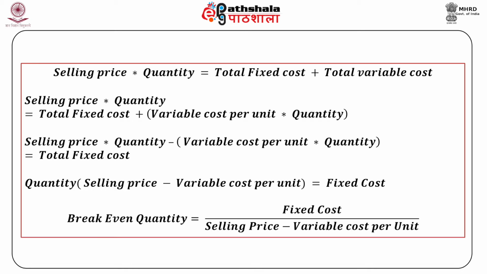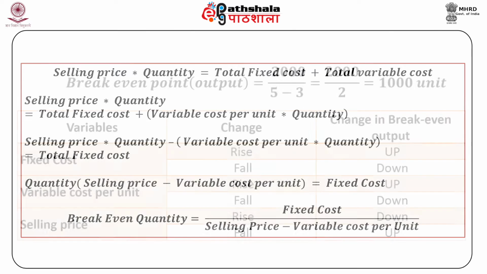Selling price into quantity minus variable cost per unit into quantity is equal to total fixed cost. Quantity into selling price minus variable cost per unit is equal to fixed cost. Thus, break-even quantity is equal to fixed cost divided by selling price minus the variable cost per unit.